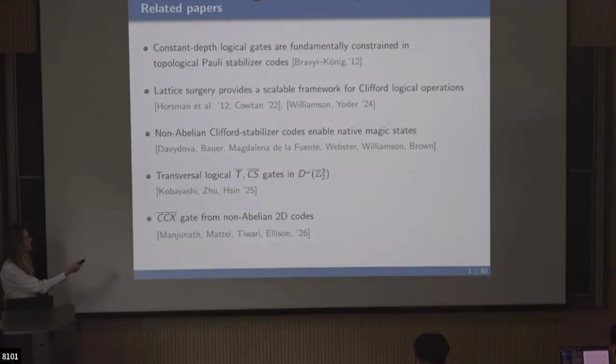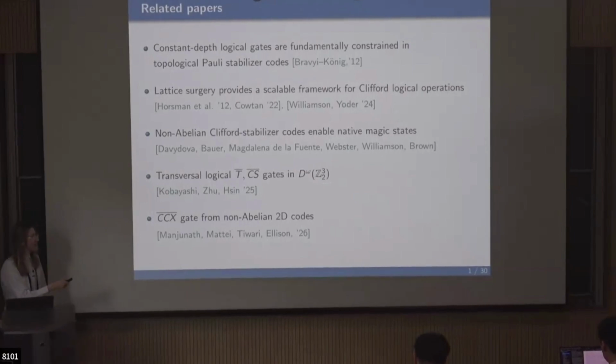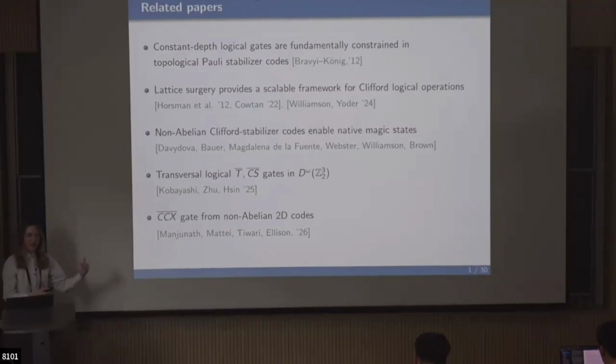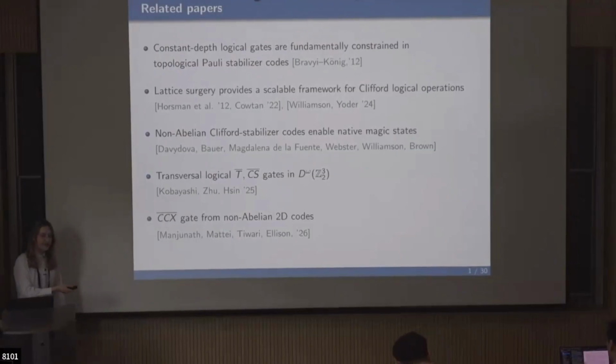So Margarita Davydova and Dominic Williamson and collaborators showed that using this twisted quantum double of Z2 cubed, one can get magic states. And as we heard in Ryohei's talk, it can also be used to construct transversal logical gates. And another related work is instead using some non-abelian lattice surgery to get CCX gates.